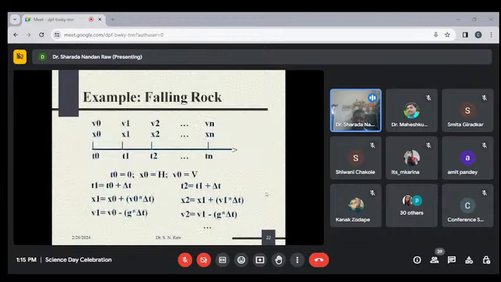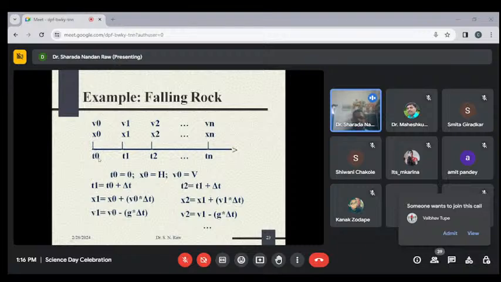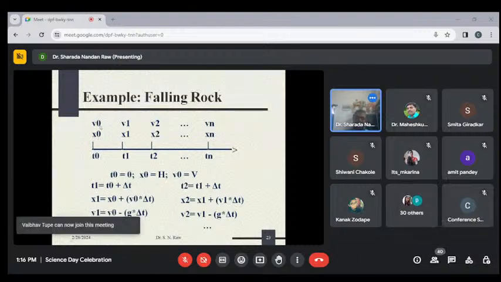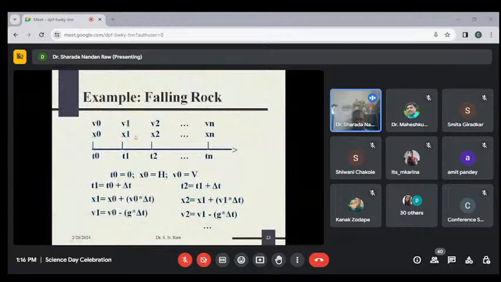Okay, so just think, you drop the stone at t0 second, its displacement is x0 and velocity is v0. At t1 second, its displacement is x1 and velocity v1. At t2, its displacement is x2 and velocity v2, and so on. At tn, its displacement is xn and velocity vn. So initially t0 is equal to 0, x0 is equal to s, and v0 is equal to v.